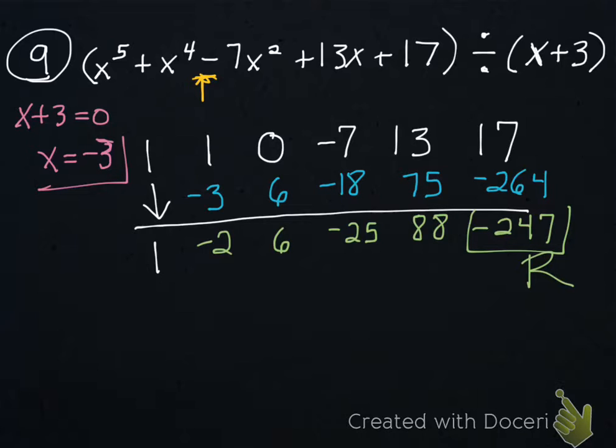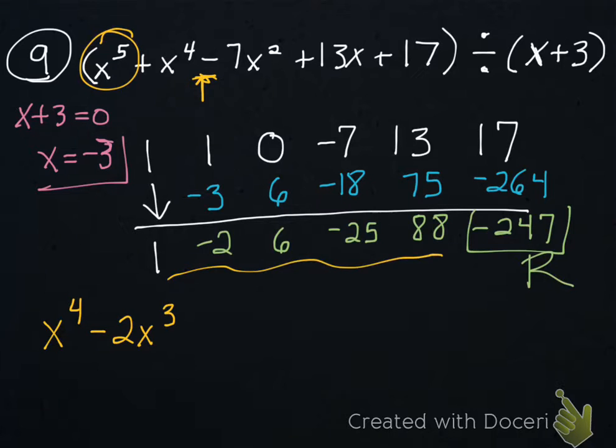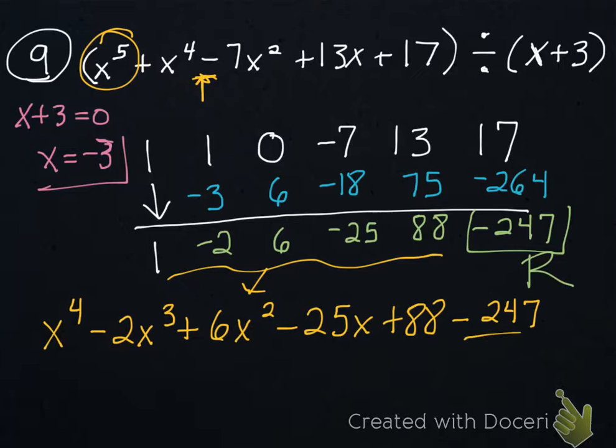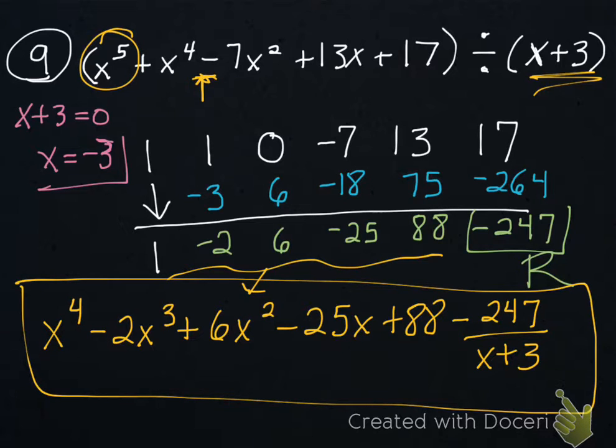Let's go back and write our quotient. We started with x to the 5th. So our first term is going to have x to the 4th. 1x to the 4th minus 2x cubed plus 6x squared minus 25x plus 88 minus 247 divided by x plus 3. This is the quotient.